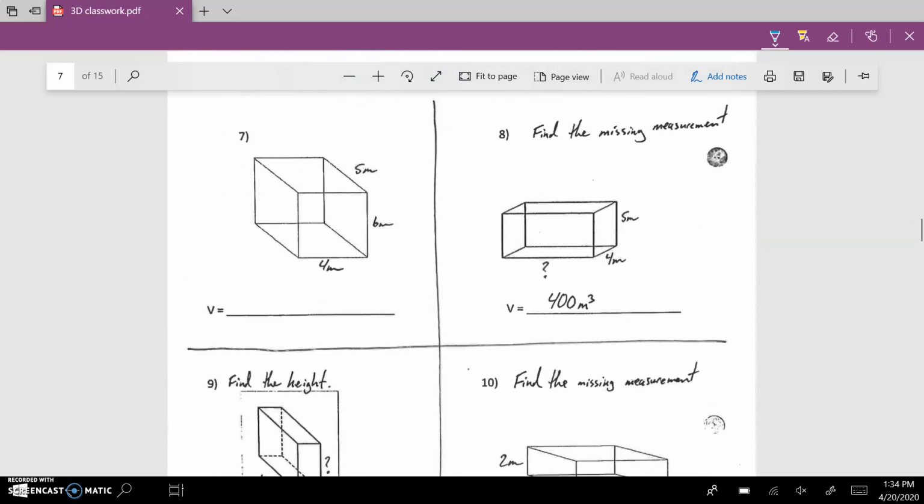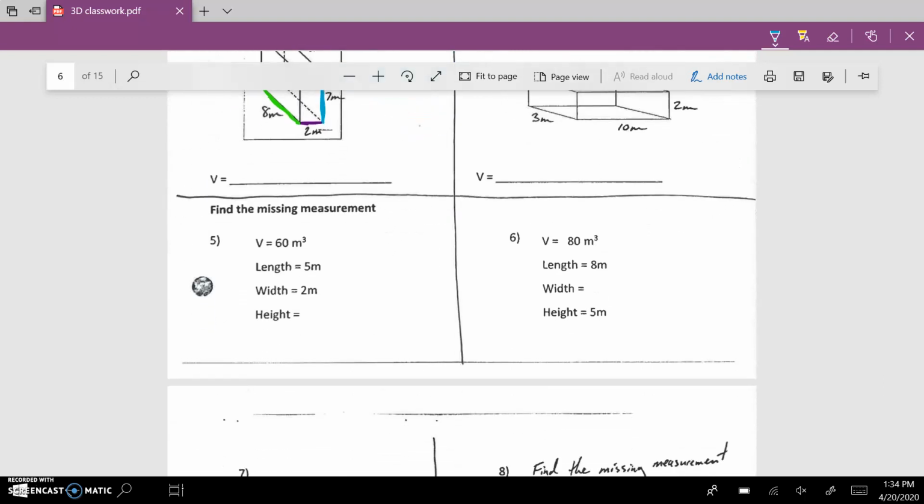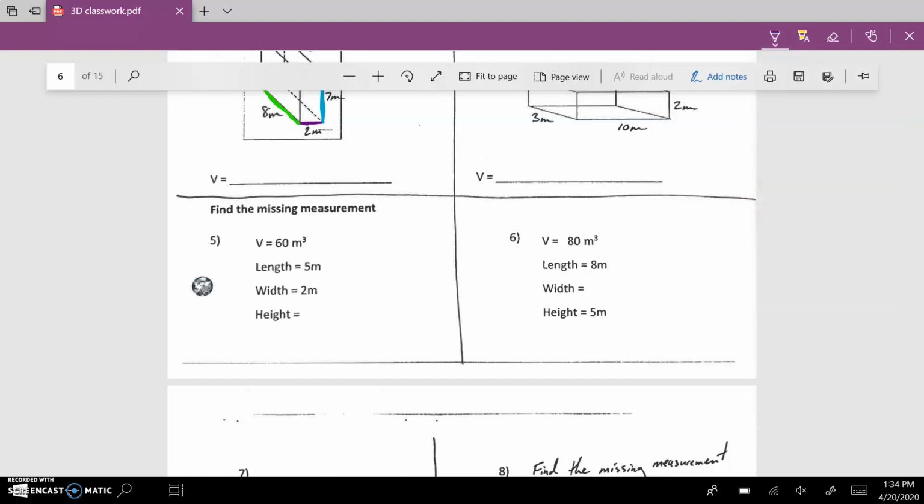Now, number 5 and number 6, kind of the whole rest of the second page, go together. We're asked to find the missing measurement. So first thing you should do is write down the formula: V equals length times width times height. Now we're going to plug in what they gave us. V equals 60, the length was 5, times my width was 2, times my height, my H we don't know, so we're going to keep it as an H.